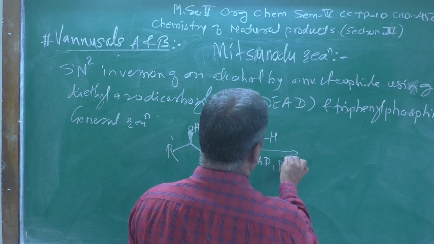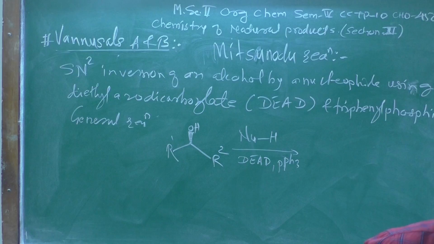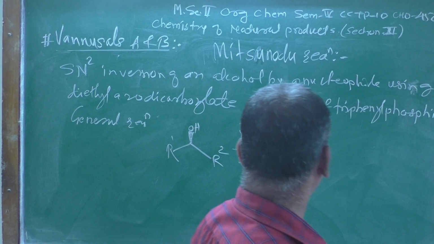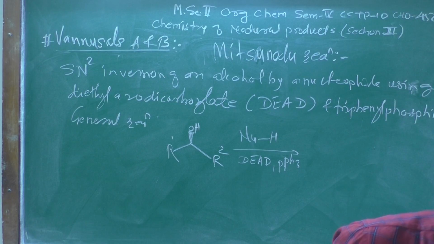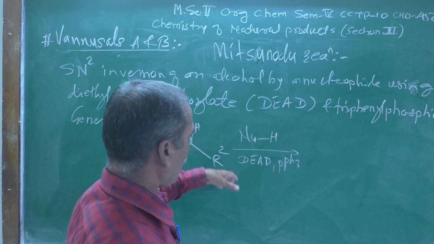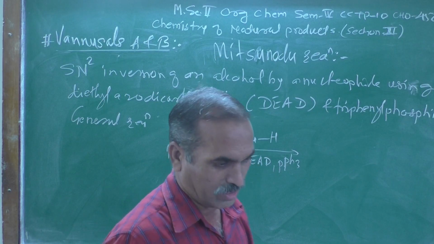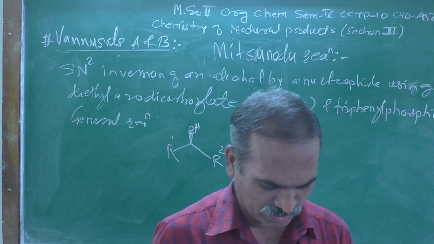PPh3, that is triphenylphosphine, that we are going to use over here. That diethyl azodicarboxylate. That is the product we are going to form over here.